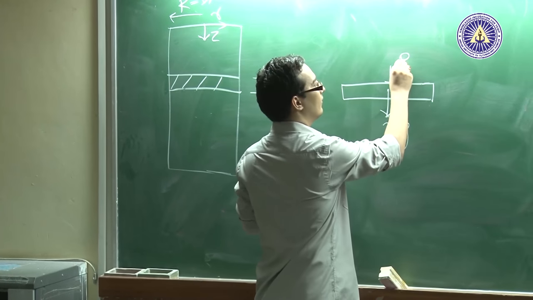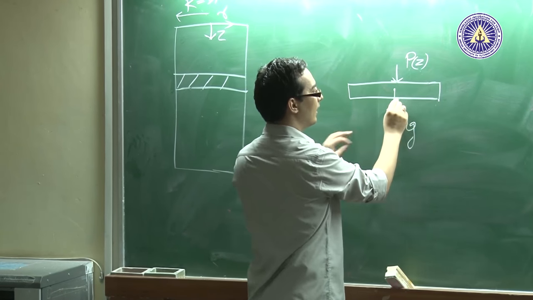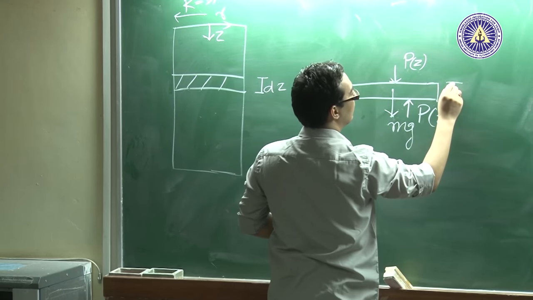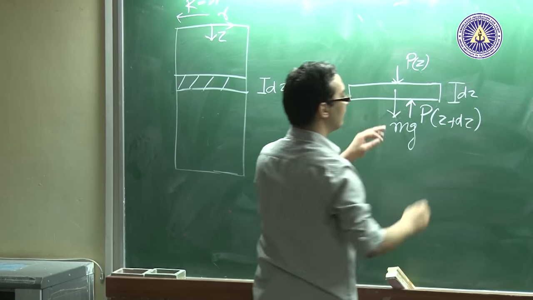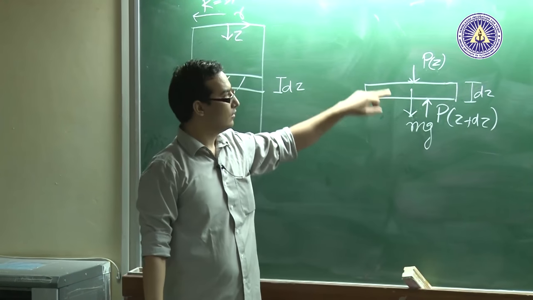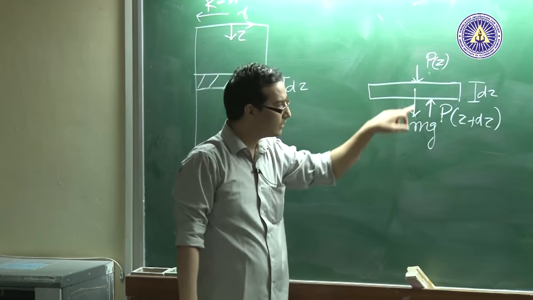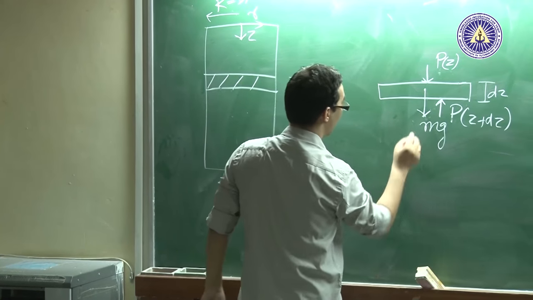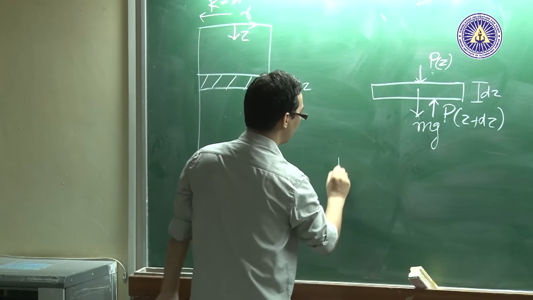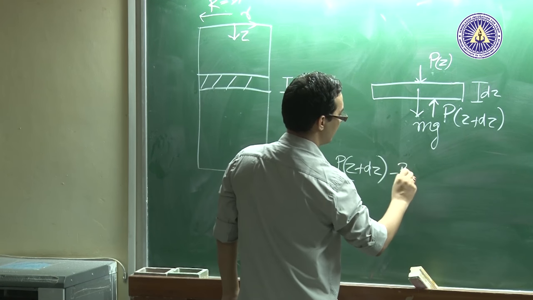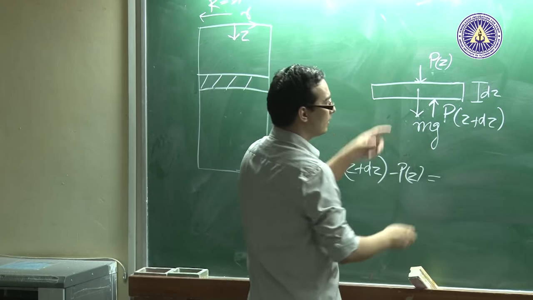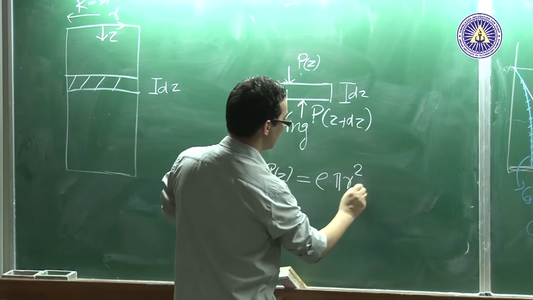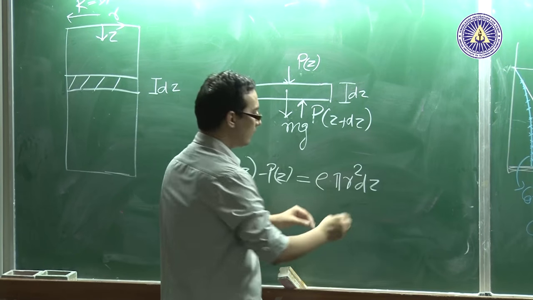So let's say this is P at Z, and I'm drawing it deliberately, just to make sure that we are seeing it correctly. This will be P at Z plus DZ. When you write a force balance, you essentially say that P at Z plus DZ has to be a bit greater than P at Z so that you get this. So let's write P at Z plus DZ minus P at Z. This becomes the net upward force, which has to be equal to Mg, and M is rho into pi R square DZ. This is my volume of the cylinder.